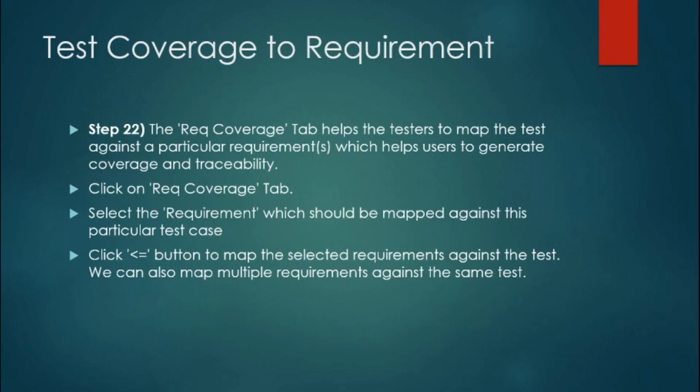Now to map the test cases to the requirement, what you have to do, you have to go to the test plan where you will see a requirement coverage tab. Okay. This will help you to map the test cases against the particular requirement. For this, you have to click on the requirement coverage tab, select the requirement which should be mapped against that particular test case, and then click on the arrow button. So this will help you to map the test cases against the particular requirement.